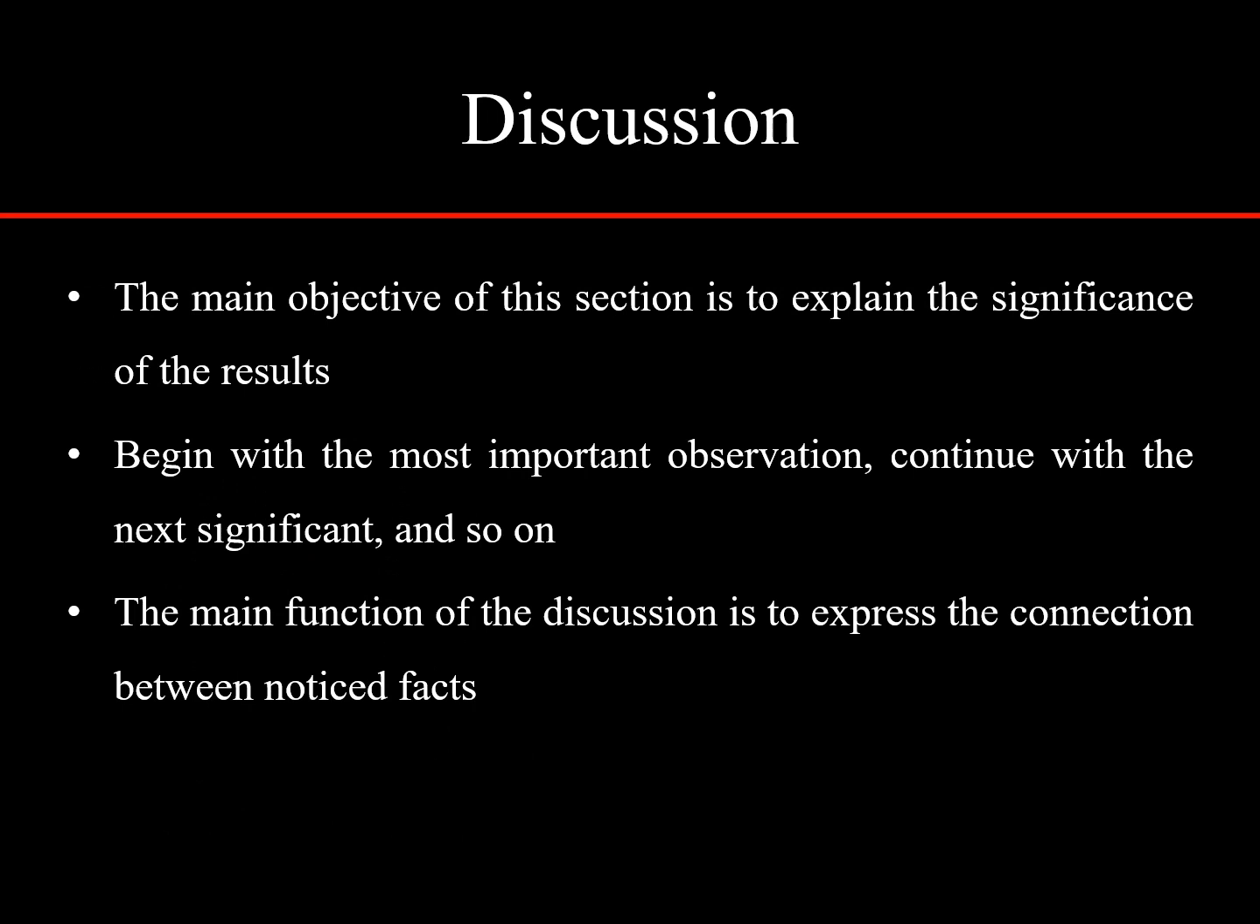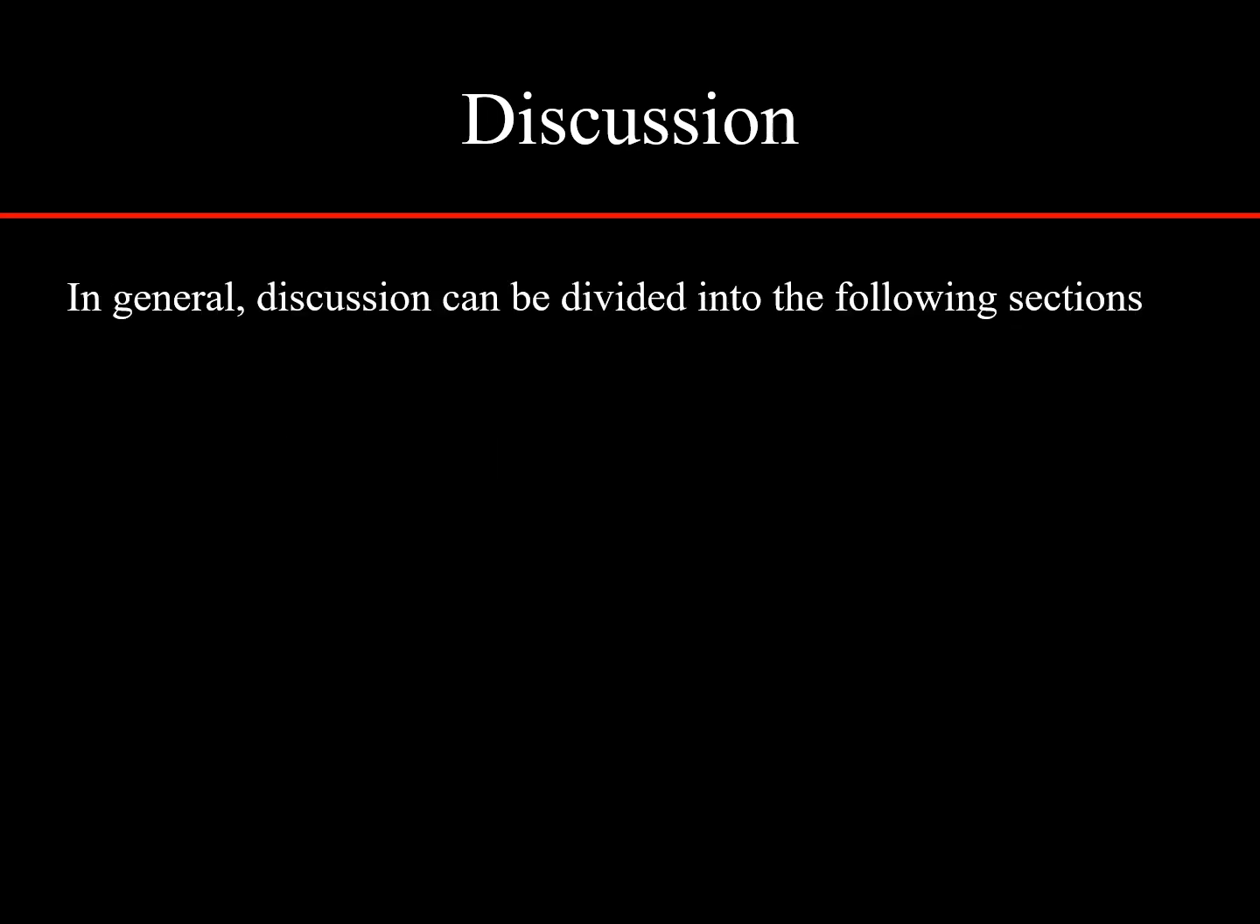After you finish writing your results, now it's time to write your discussion. The main objective of this section is to explain the significance of your results. Begin this section with the most important observation, continue with the next significance, and so on. The main function of discussion is to express the connection between noticed facts. In general, discussion can be divided into the following sections.